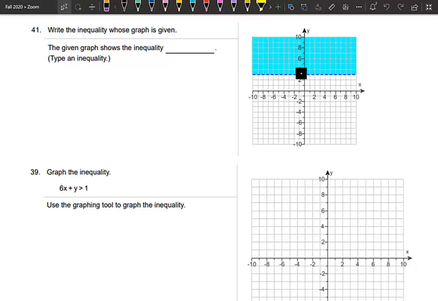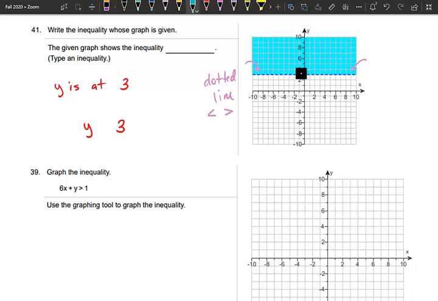Since this is a horizontal line, and y is at 3, we know it's going to be y 3. All we need to figure out is what kind of inequality we're going to use. Alright, we have a dotted line. So since we have a dotted line, we know we're going to use one of these.